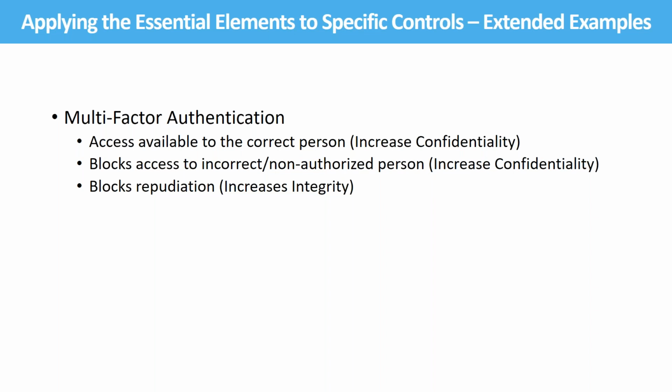And so, again, here looking at the extended example, we want to make sure that access is available to the correct person. That increases our confidentiality. At the same time, we want to block access to incorrect or non-authorized persons, which also increases confidentiality. And in a lot of organizations, non-repudiation is a security factor.